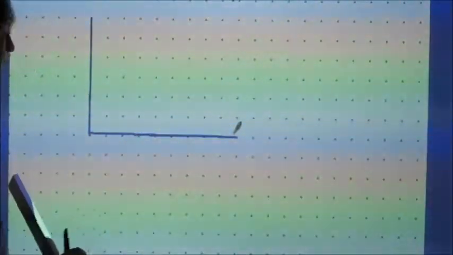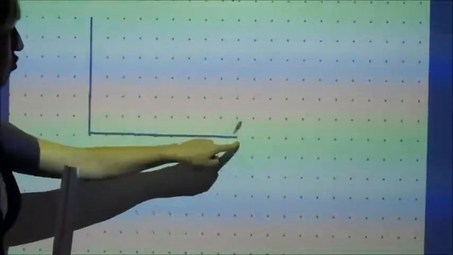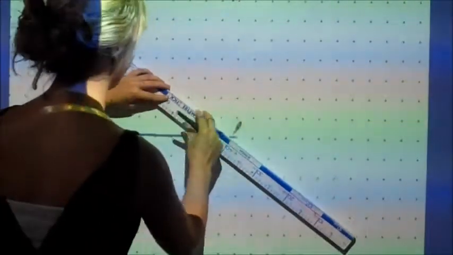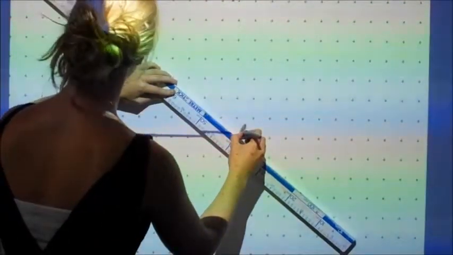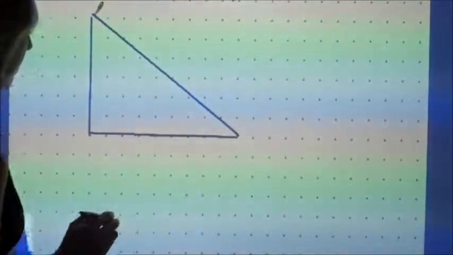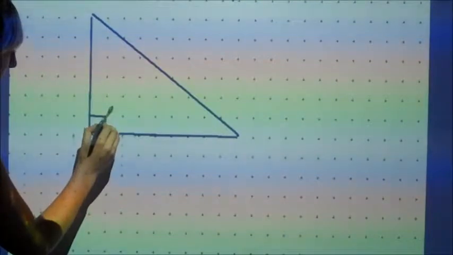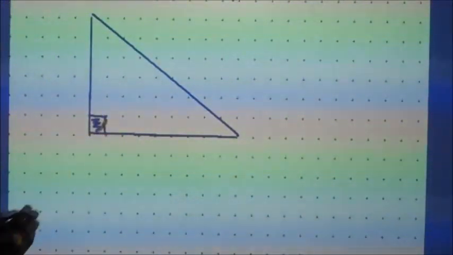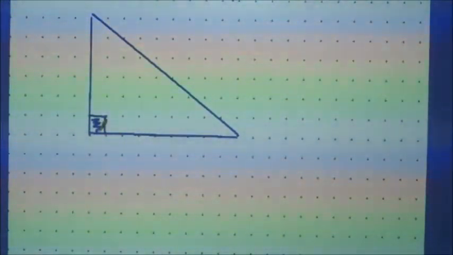There we go. And once you've got your two straight lines, it's then easy for you to join the lines up. Just make sure that they line up perfectly there, and then that's your right angle, and that stays there. So that's your right angle triangle.